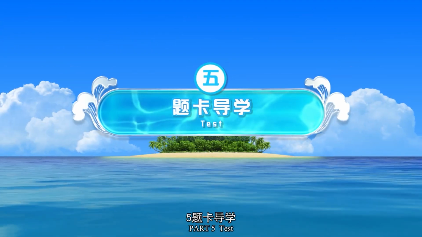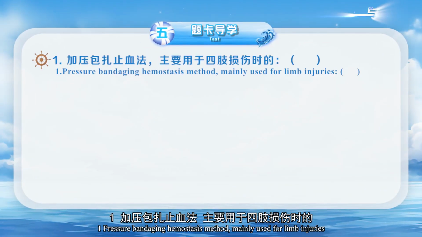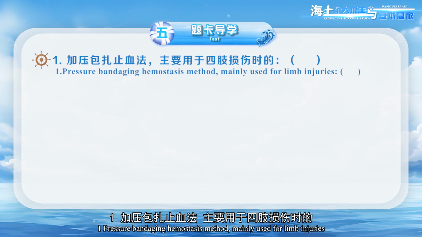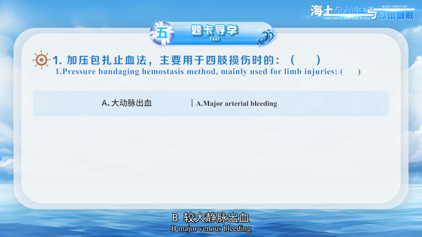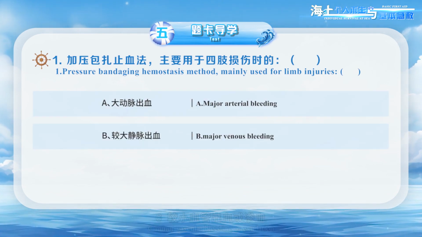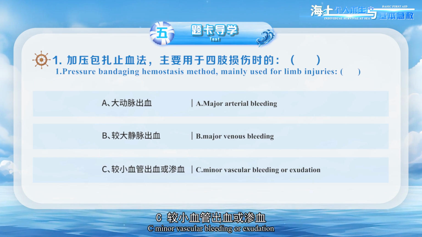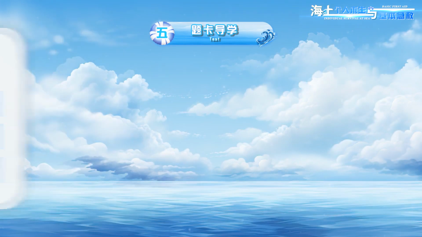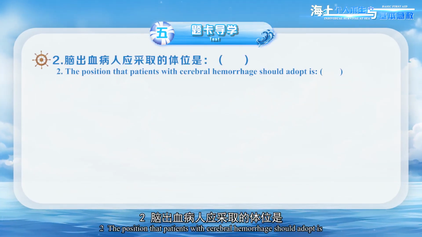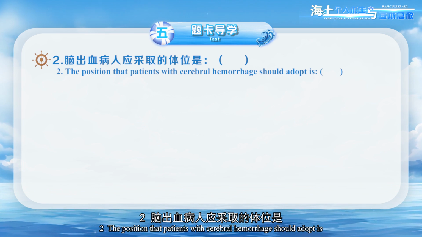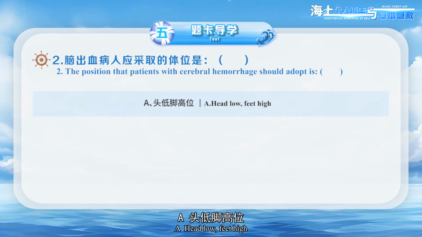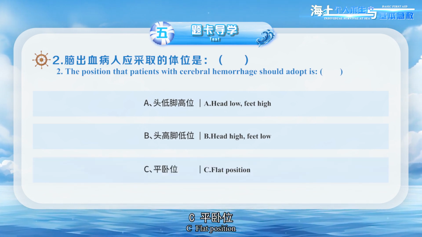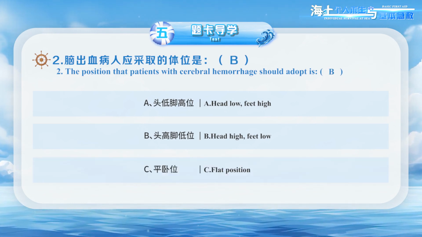Part 5. Test. 1. Pressure bandaging hemostasis method is mainly used for limb injuries. A. Major arterial bleeding. B. Major venous bleeding. C. Minor vascular bleeding or exudation. 2. The position that patients with cerebral hemorrhage should adopt is: A. Head low, feet high. B. Head high, feet low. C. Flat position.